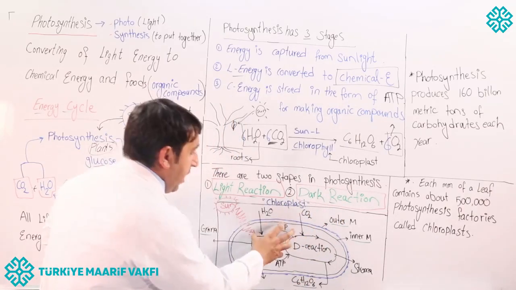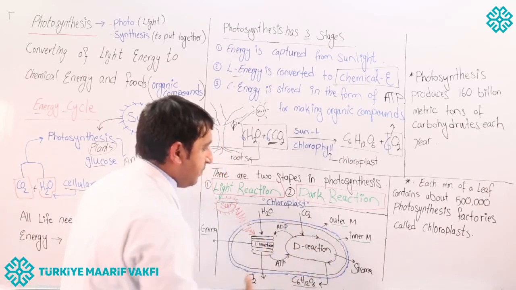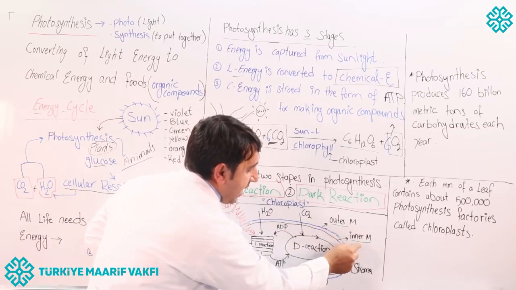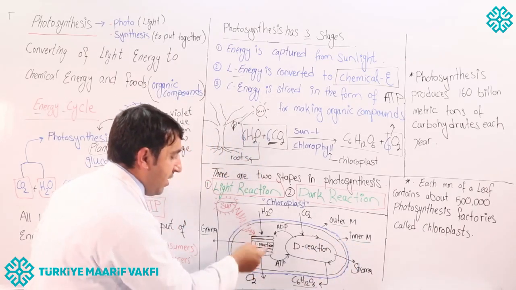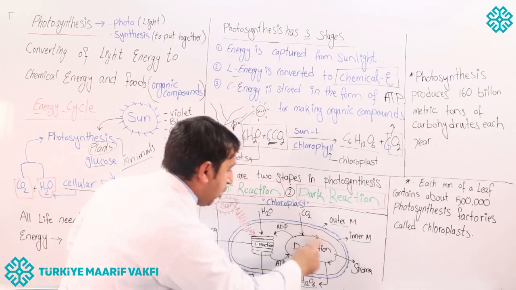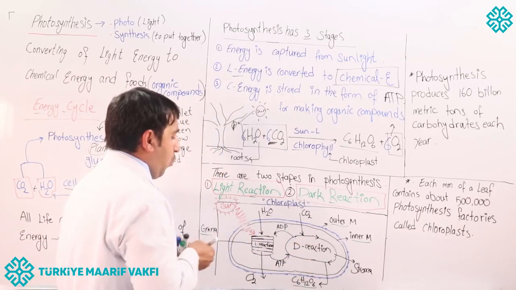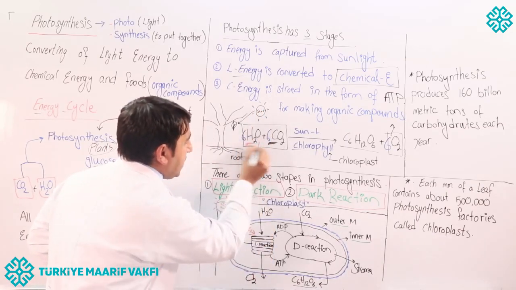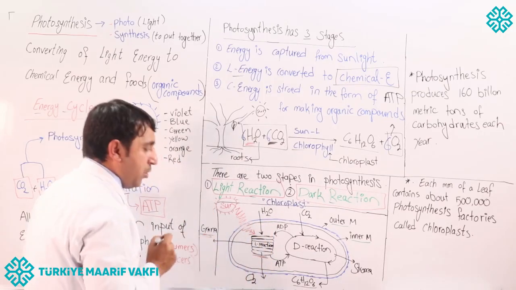Now here we have the structure of the chloroplast. The chloroplast has some parts. We have the outer membrane in blue color, and in black color we have the inner membrane. Inside the chloroplast we have a structure called grana, and we have the stroma, the space inside the chloroplast. Now water must be used in photosynthesis. In which reaction? This water must be used in the light reaction, in the grana part of the chloroplast.